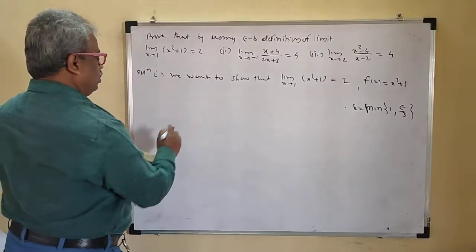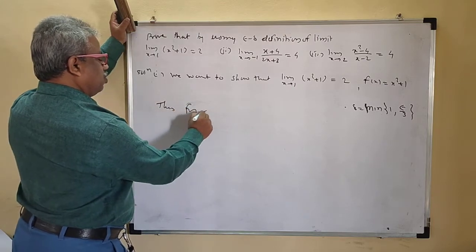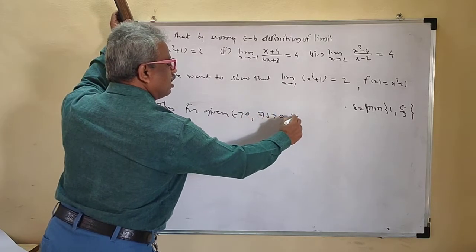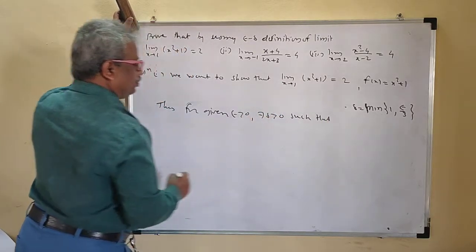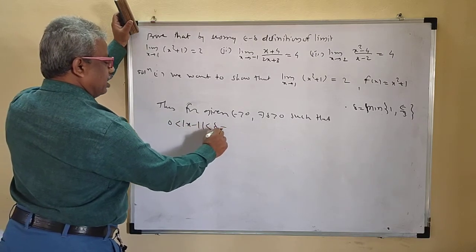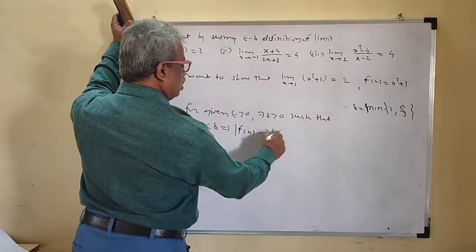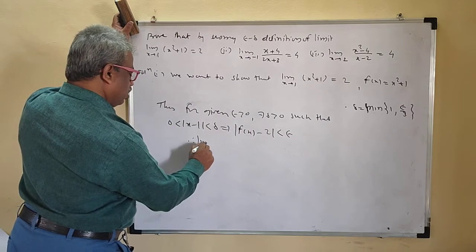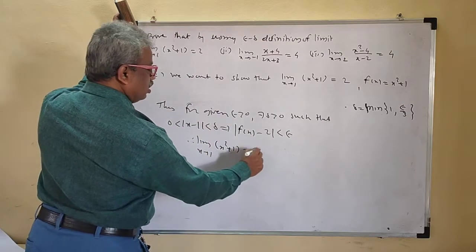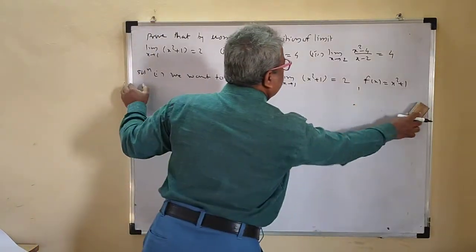So thus, for given epsilon greater than 0, there exists delta greater than 0 such that we have proved that 0 less than mod of x minus 1 less than delta implies that mod of f of x minus 2 less than epsilon. So therefore, limit x tends to 1, f of x, we'll write the original function, the limit is 2. Okay, so the first part is over. Okay, now second one.